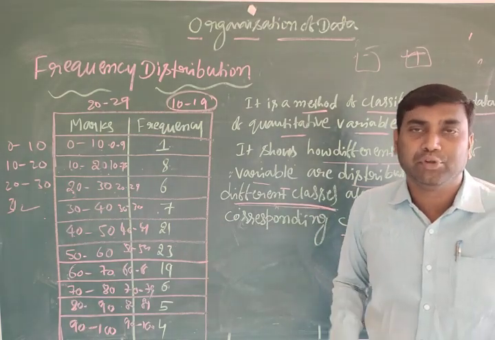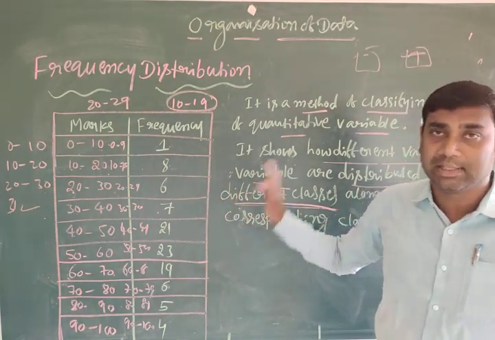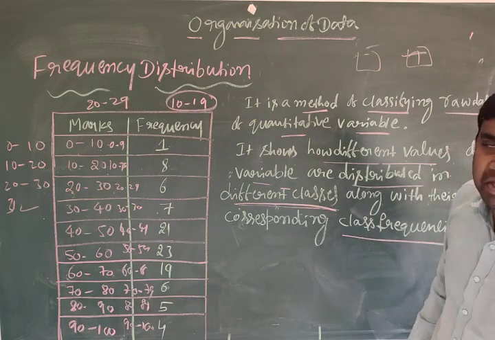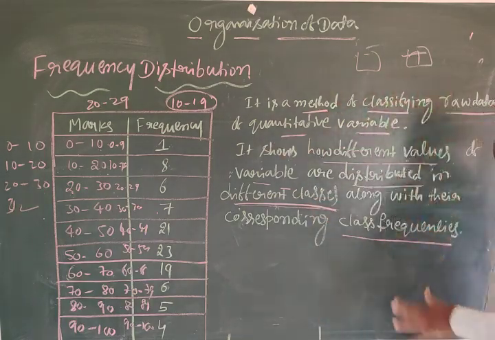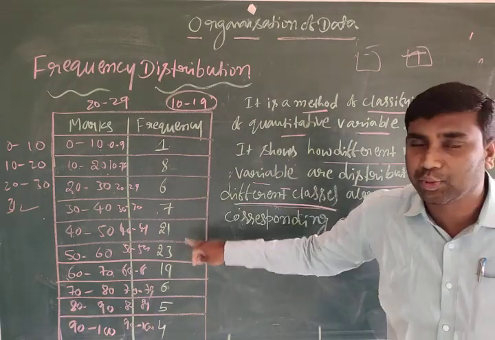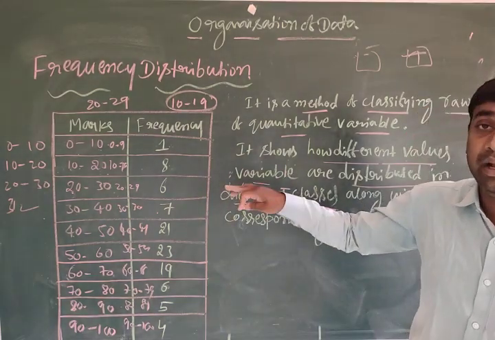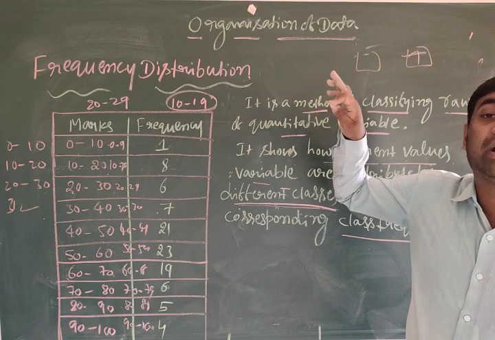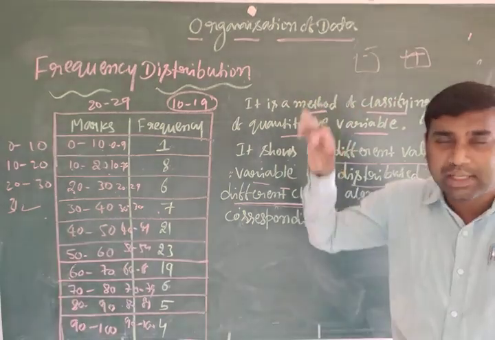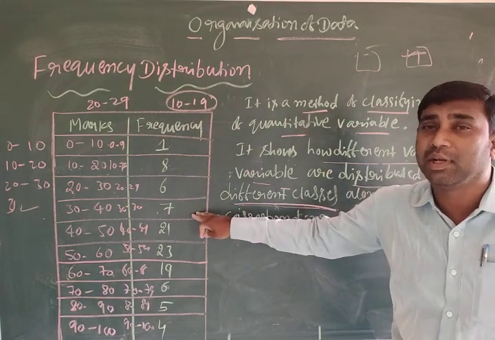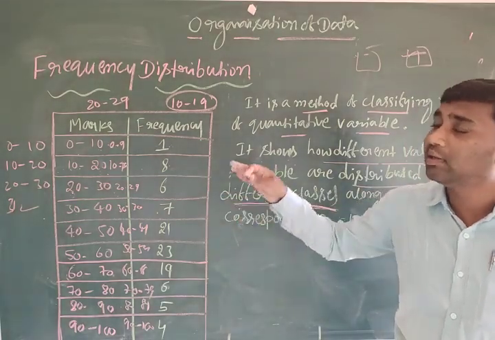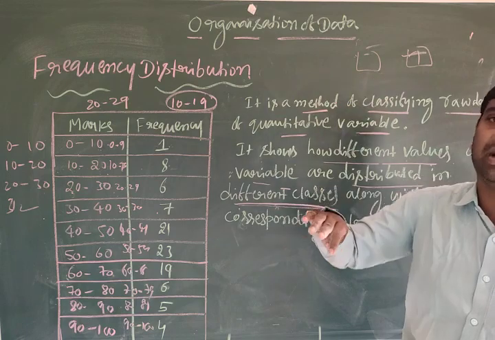Don't get confused. Frequency distribution is nothing but a method. Frequency distribution is a method of classifying raw data of a quantitative variable. If you observe the table, what we observed in the raw data, that was the raw data table. In that there was no explanation of how many got how much. That was called raw data.